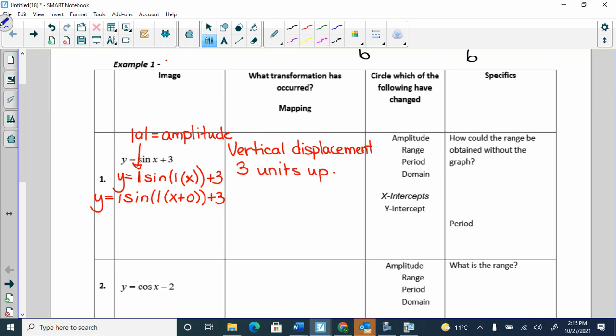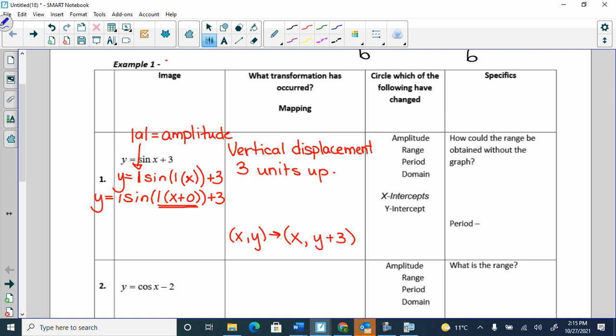Then I want the mapping. So my coordinate x, y. Did anything happen to my x's? No. How do I know? Is there anything happening in that bracket? No. If this bracket is a 1 and a 0, my x is x. I have no horizontal stretches. I have no horizontal translations. My x is not affected, right? Is there a vertical stretch or a reflection? Nope. So I'm multiplying my y's by 1, or nothing. And then I'm going to do what to my y's? Add 3. That's it.